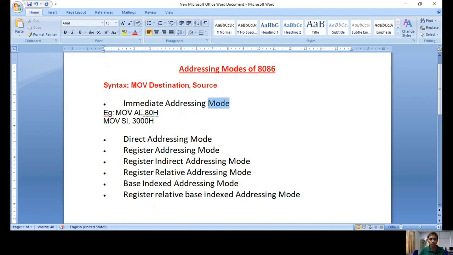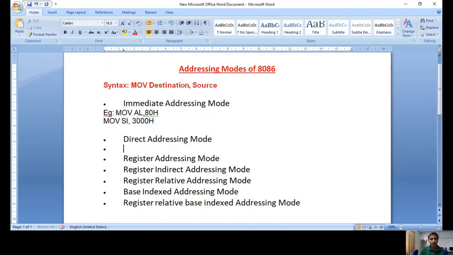That's why this addressing mode is called immediate addressing mode. Immediately we are transmitting either 8-bit data or 16-bit data directly to one destination register. Depending on the size of the data, we use an 8-bit register or a 16-bit register. Because the source data is 16-bit, the register size is also 16.